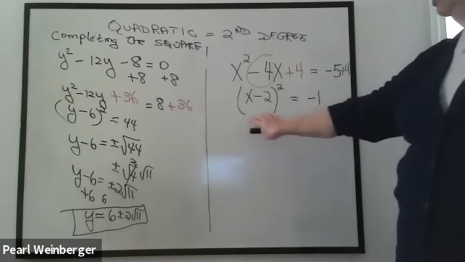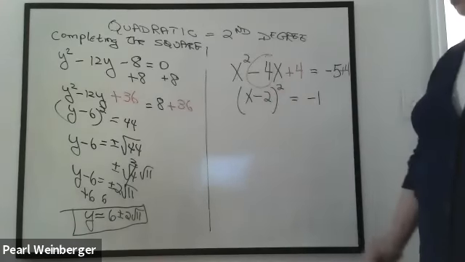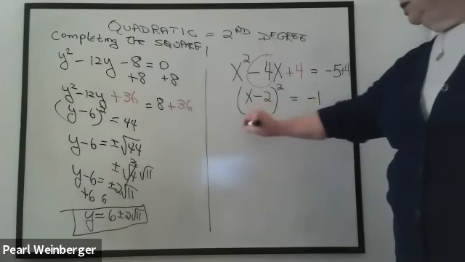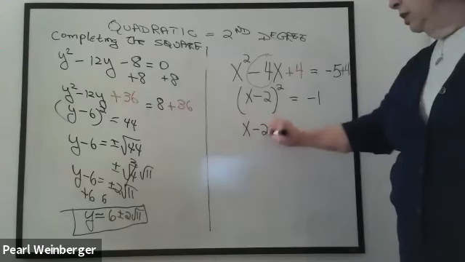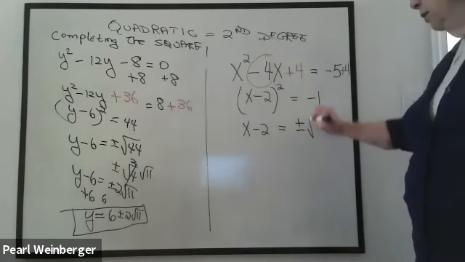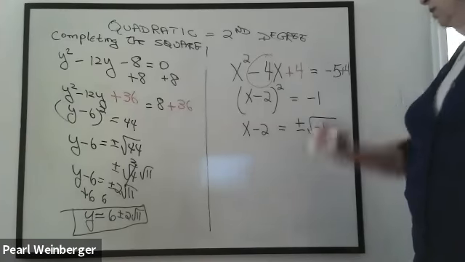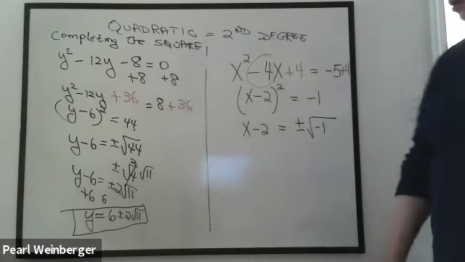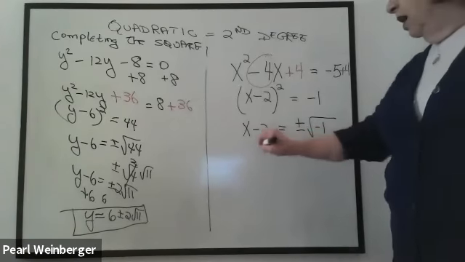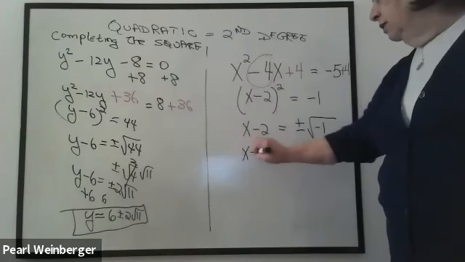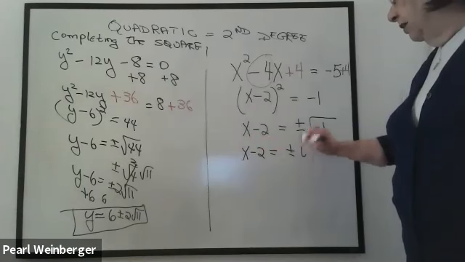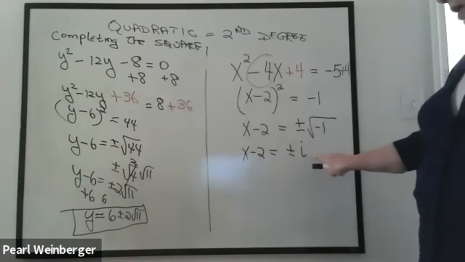So now we're set up to take the square root, using the square root method. The square root of x minus 2 squared is x minus 2. On the other side, we have to do plus or minus the square root of the number. Well, the number is negative 1. So remember, the square root of negative 1 is i. So that means x minus 2 equals plus or minus i.